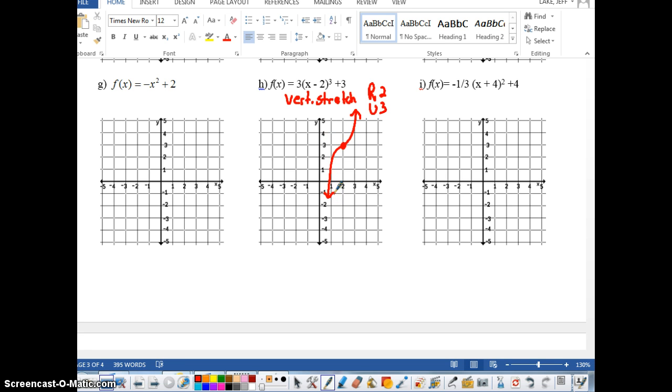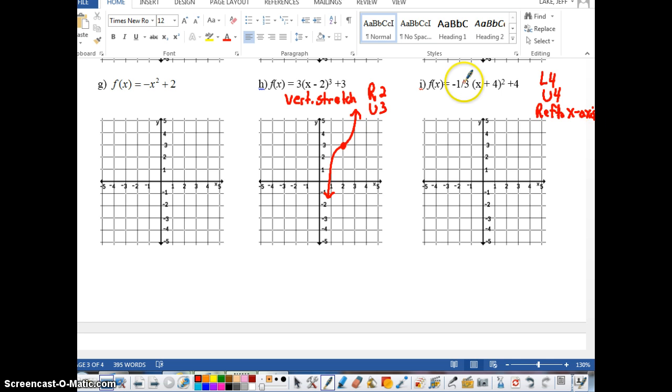All right, last one, letter I. This puts it all together. Plus 4 on the inside is a left 4. Plus 4 on the outside is an up 4. We have a negative on the outside, so that's going to be a reflection over the x-axis.